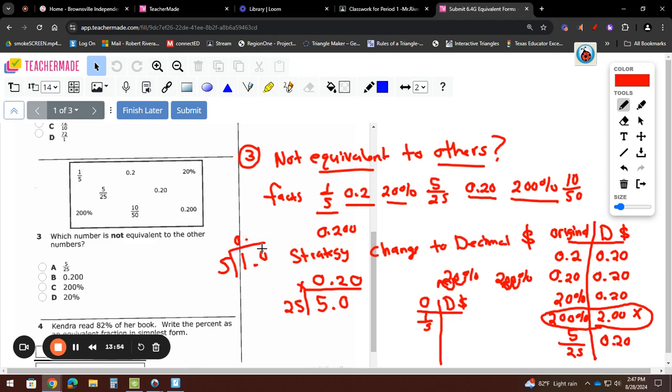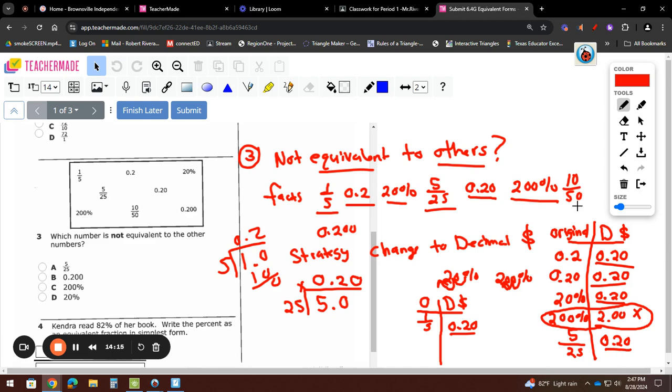This one requires quite a bit of work, okay? But it's not that bad. 0.2, I can add a 0, and guess what? Look, it matches. So far, all of them are 20 cents except this guy. So I'm done with 1/5. Now I see I'm done with 5/25.